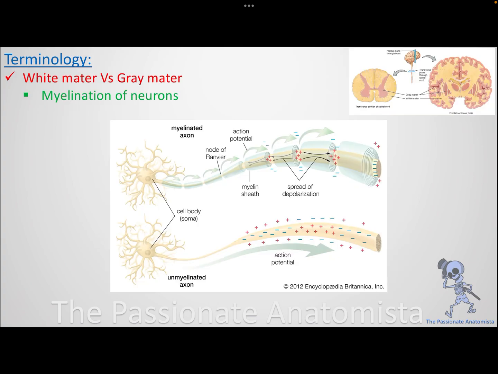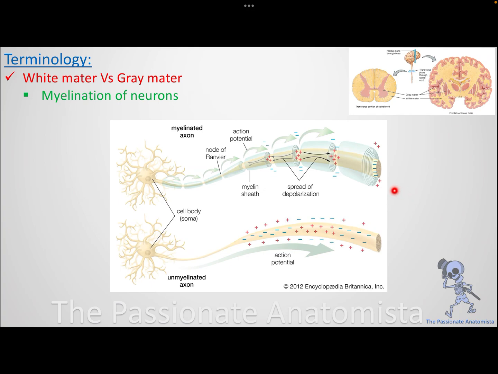Because that will take us to the first terminology of this module, which is the difference between the white matter and the gray matter. As we talk about the central nervous system and the brain and the spinal cord, this is a coronal section in the brain and this is a cross section of the spinal cord, we're going to talk about the white and gray matter. So what is basically the difference between them?